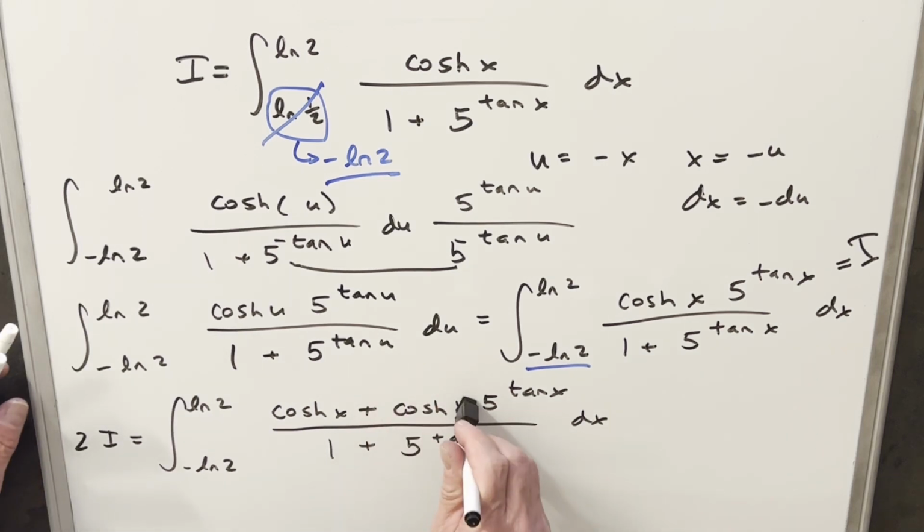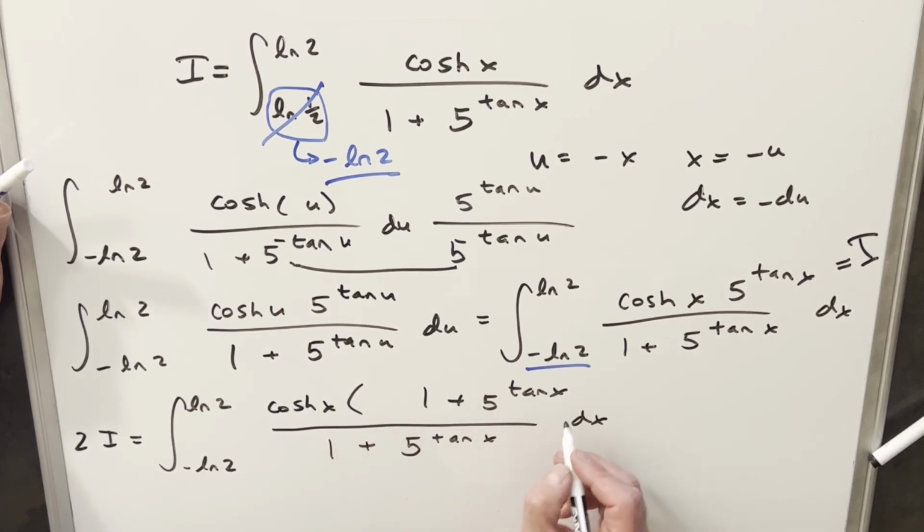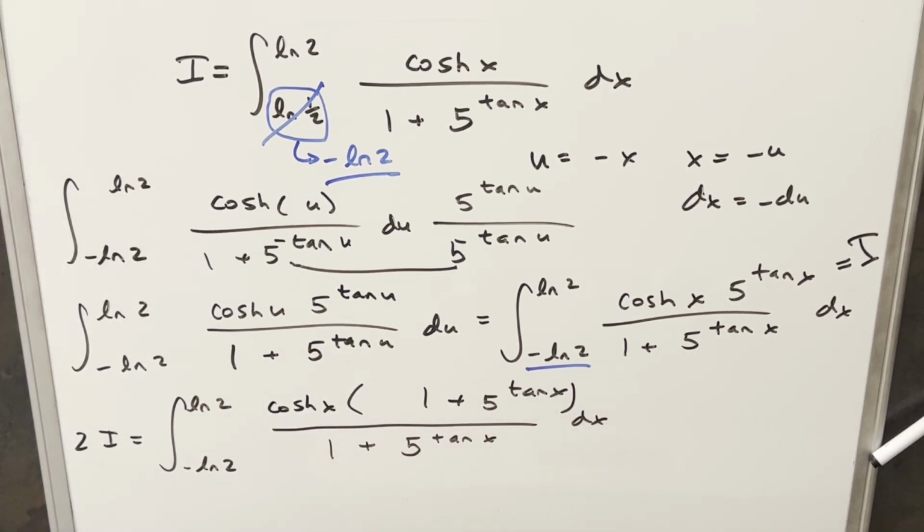So let's see, if I just factor this, we'll factor out a cosh x. And when I do that, that's just going to give me 1 plus 5 tan x here in the numerator. But that's really nice because then I cancel here, and then we're just integrating cosh x.